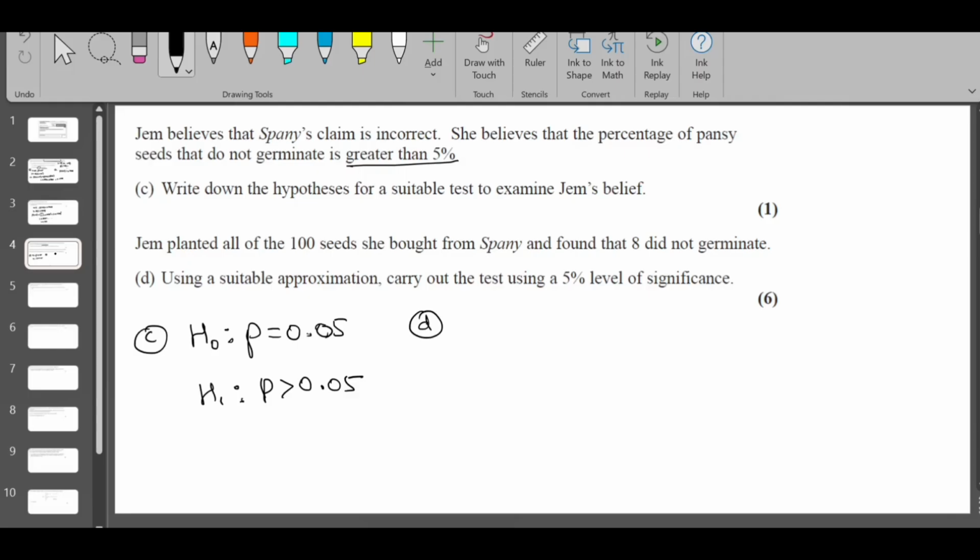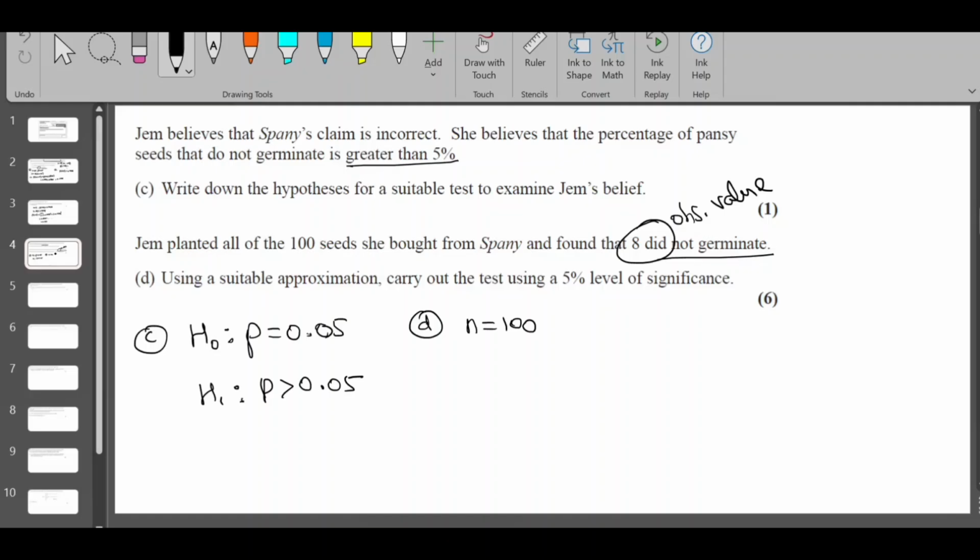Part D now. Jem planted 100 seeds, so N is equal to 100. 100 seeds she bought from Spanish and found that 8 did not germinate. 8 is the observed value. Use a suitable approximation to carry out the test at the 5% significance level.